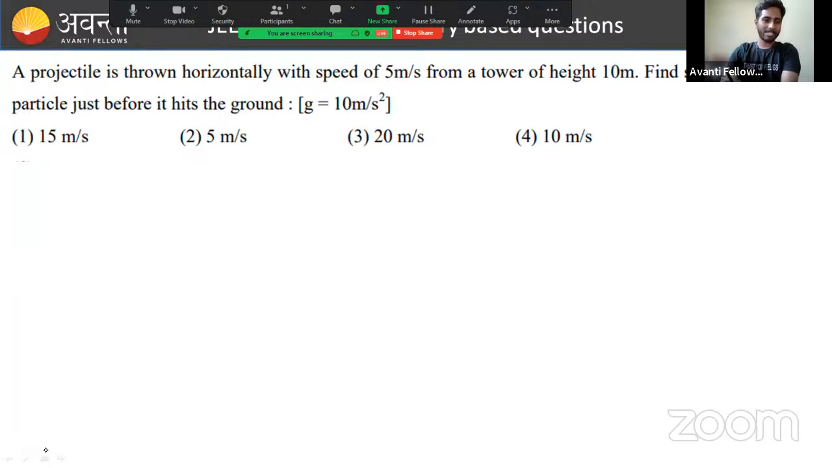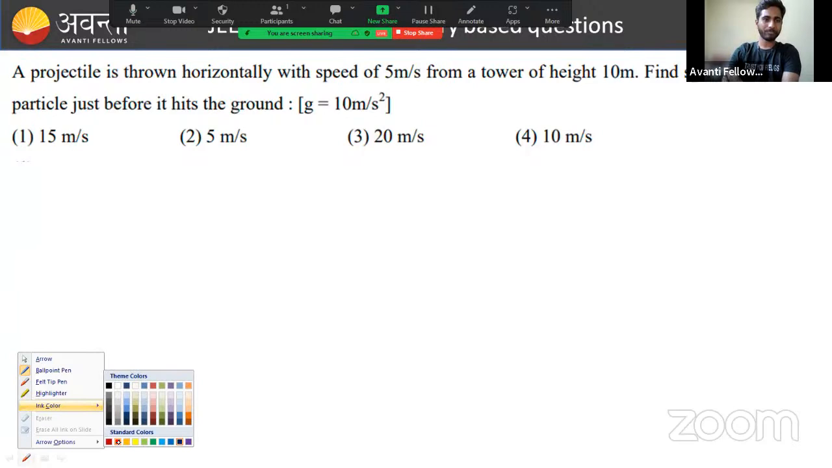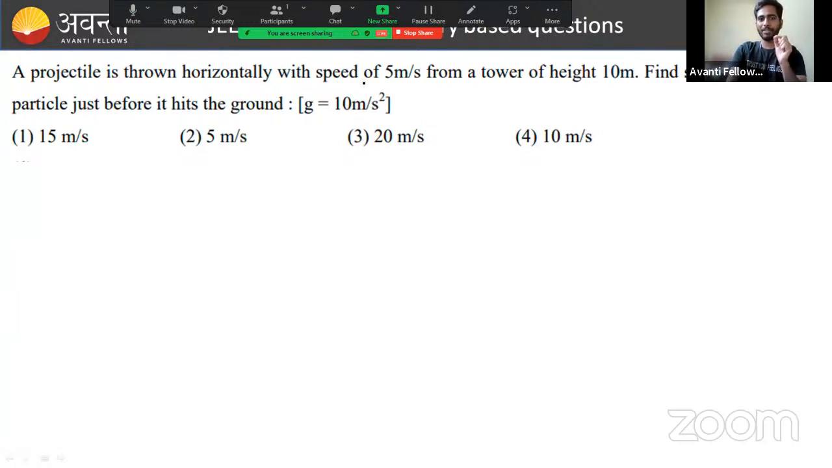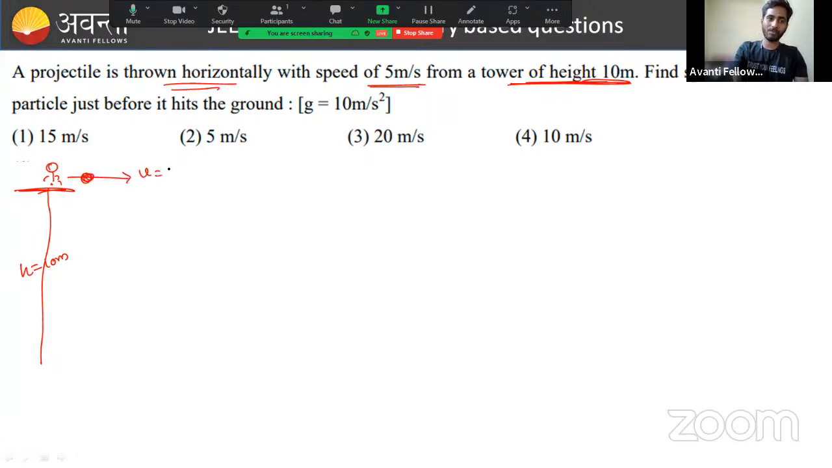Okay, the question says here, look at the question carefully. A projectile is thrown horizontally with a speed of 5 meters per second from the top of a tower at a height of 10 meter. Means here we have a tower. Height of the tower is 10 meter. From this top, we are throwing an object with a horizontal velocity, that is v equals 5 meter per second. Find the speed of the particle just before it hits the ground.